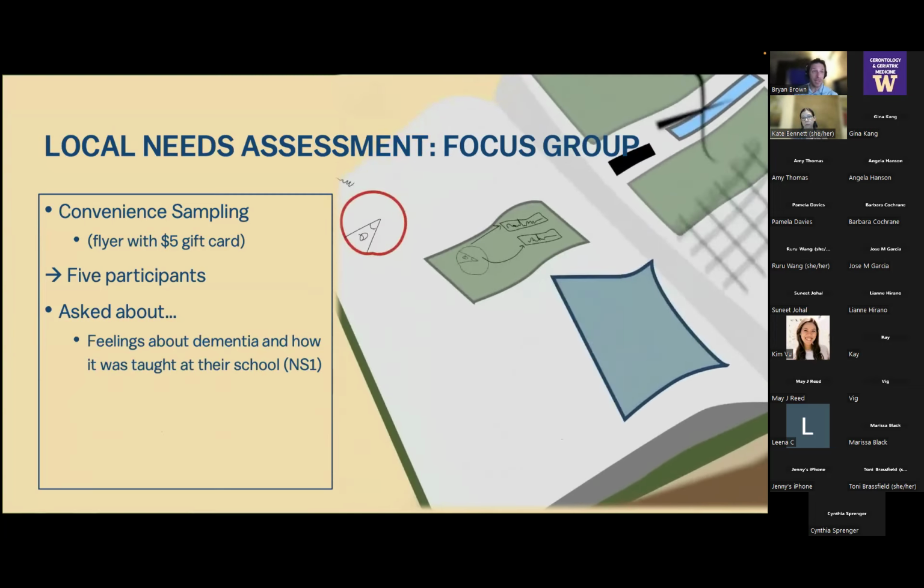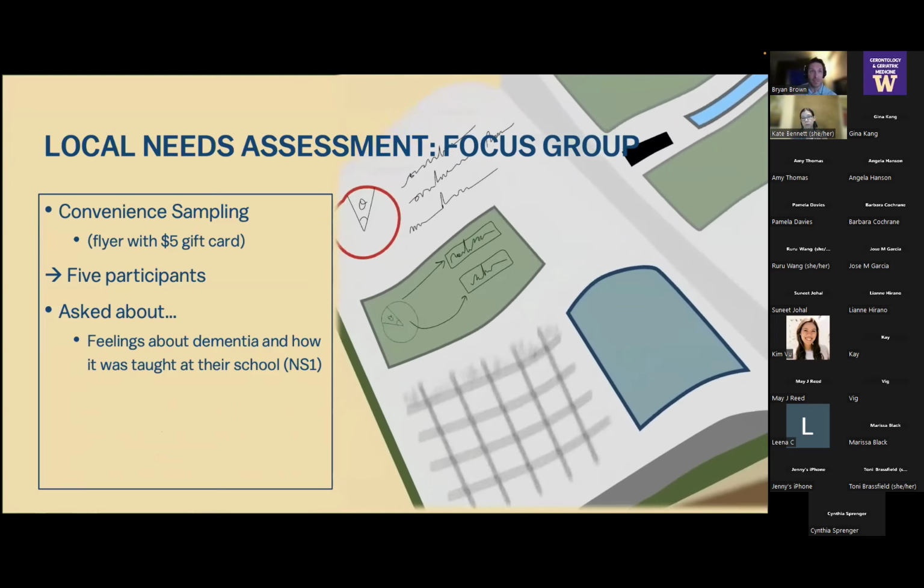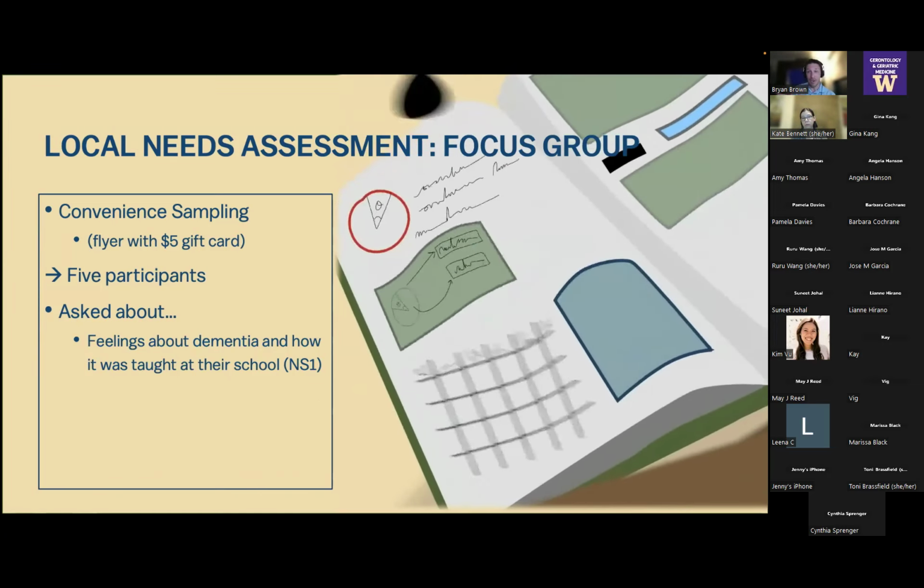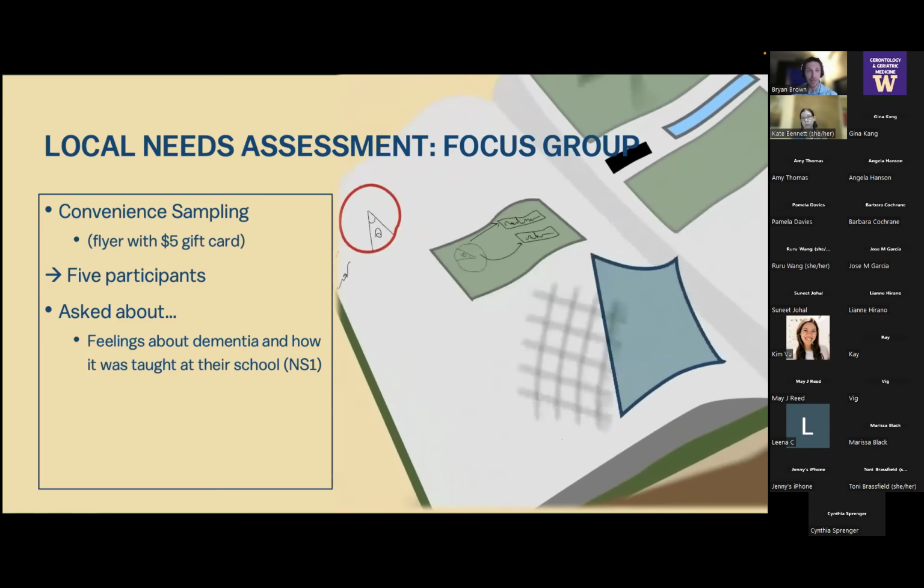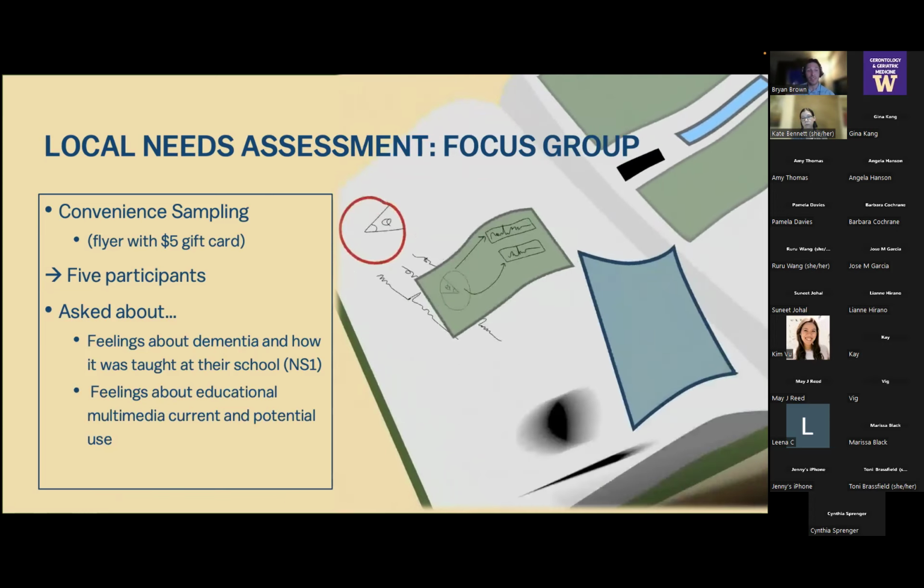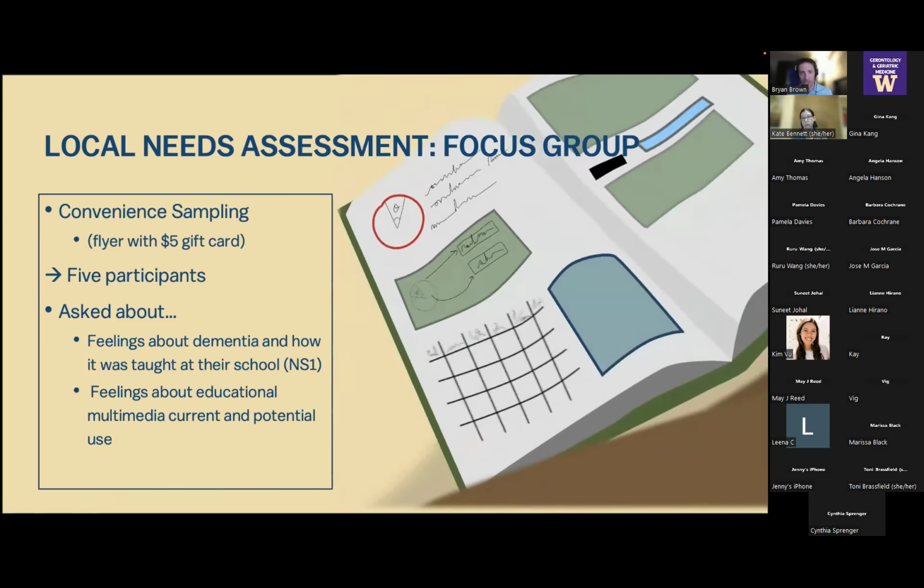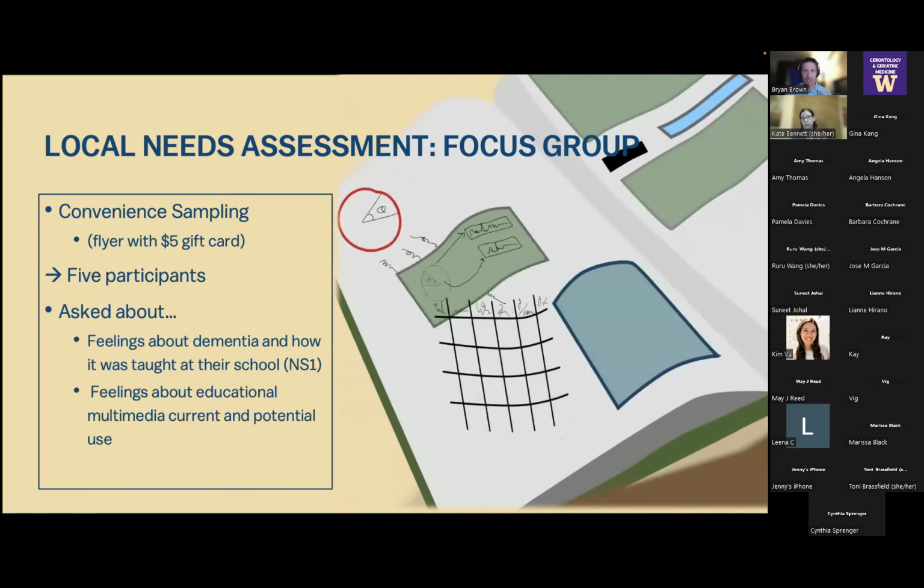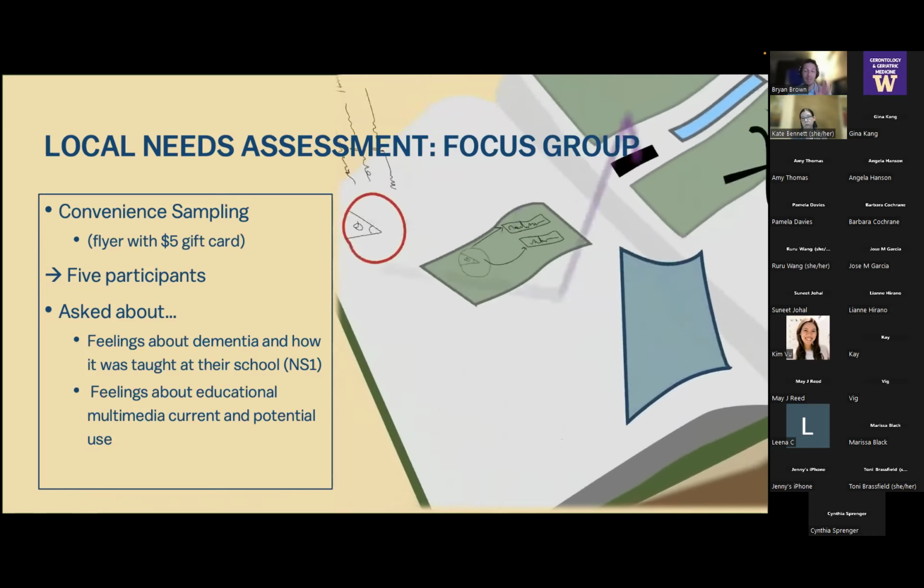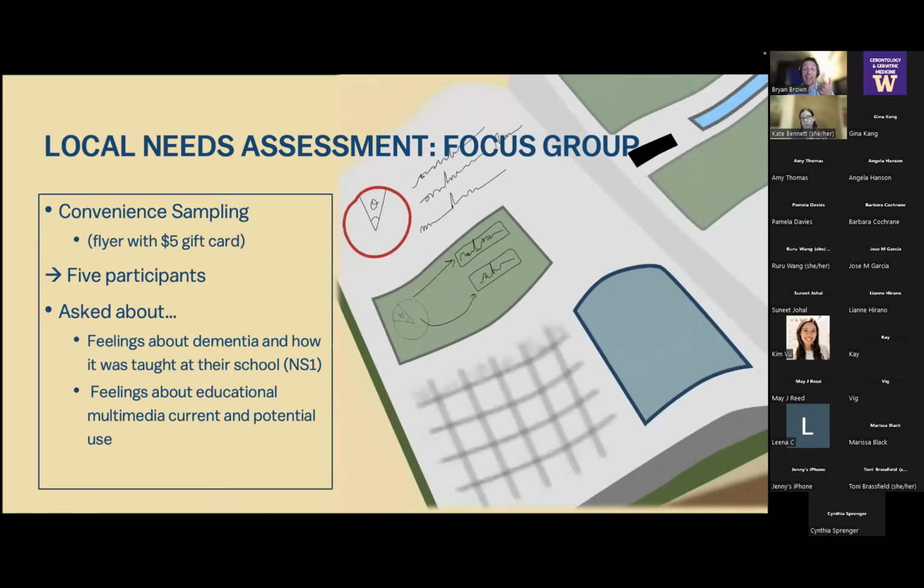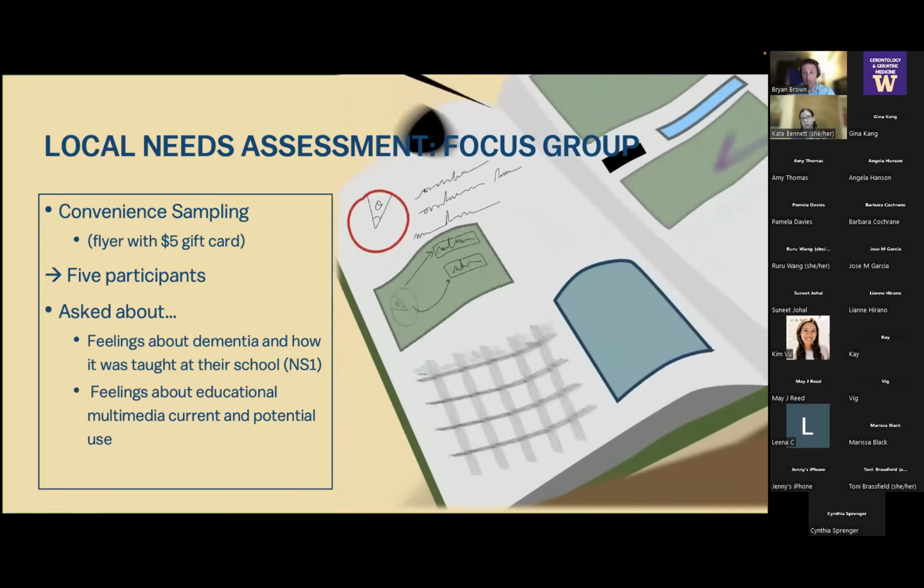And we asked them a few things, right? We asked them, number one, what are their feelings about dementia right now after a year of nursing school, and how was it taught in their school? And then also, what are their feelings about the modalities of teaching, and what do they think about using video and animation and different tools? So again, we're asking about the pedagogy, meaning the method of teaching, and about the content area as we prepare to do our project.